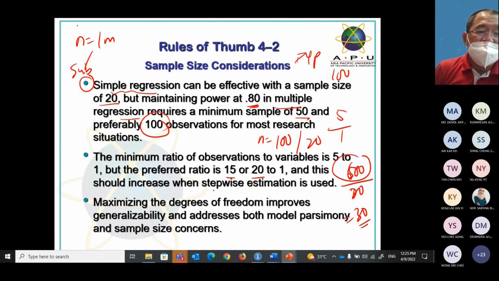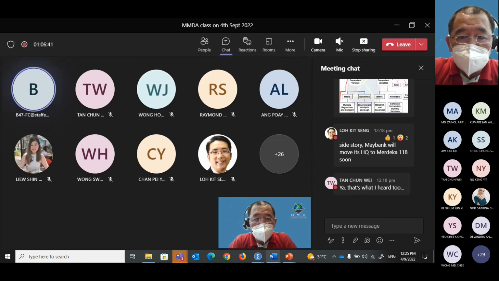This will increase when you are using stepwise estimation, which we discussed a bit just now. You will see this maybe after lunch. Any question just now? If no, now we see next.